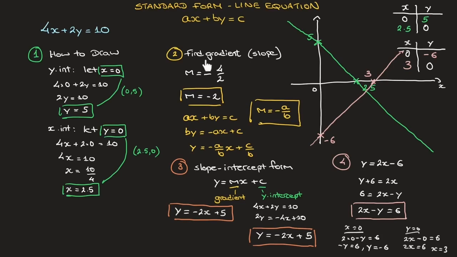We also saw how to find the gradient of the line, or the slope of the line, for which we derived this formula here. We've also seen how to get from the standard form of a line equation to the slope-intercept form. And finally, we saw how to get from the slope-intercept form to the standard form of a line. And that's it for this tutorial.